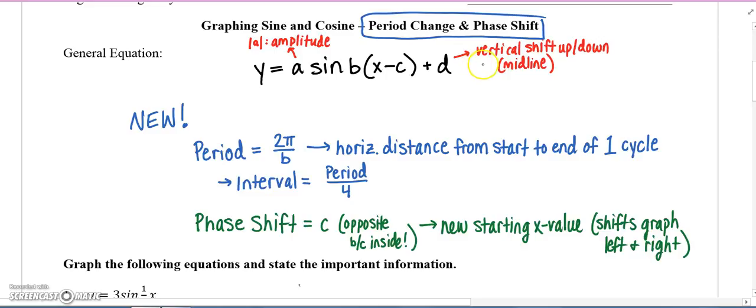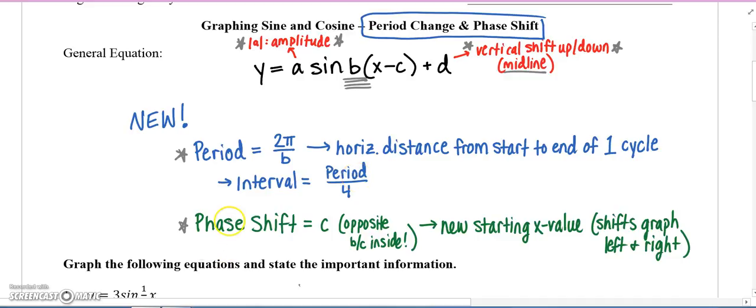So the last time we talked, we had just learned how to graph with amplitude and with a vertical shift up or down, in other words, the midline. Now we're going to add two new pieces: the period change and the phase shift. With the period, in order to find it, we're going to do 2 pi, because that's the normal period, and divide it by our b value. The period in general is just the horizontal distance from the start to the end of one cycle. So on the graph, it's just from start to end of one cycle. And from the period, we can get our interval, which is period divided by 4.